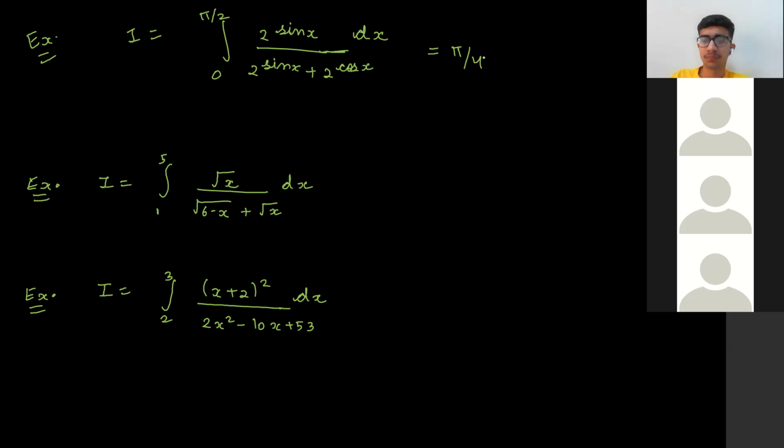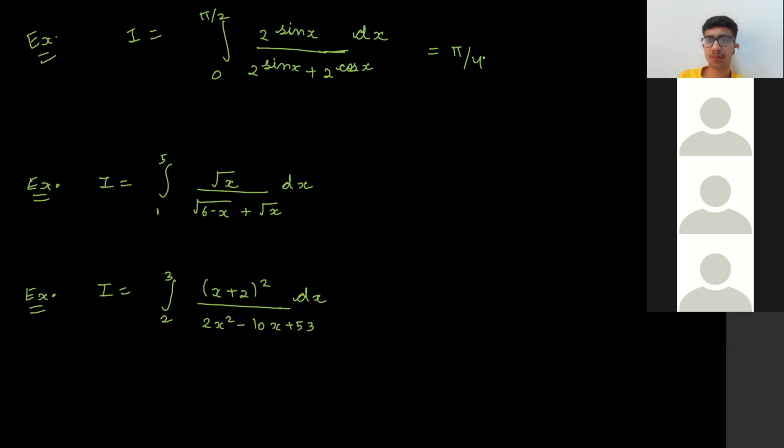So, 2 raised to sine pi by 2 minus x in the numerator, and in the denominator will be 2 raised to sine pi by 2 minus x and 2 raised to cos pi by 2 minus x. Okay, so it becomes 2 cos x by 2 cos x plus 2 sin x. Okay, you add these two integrals.